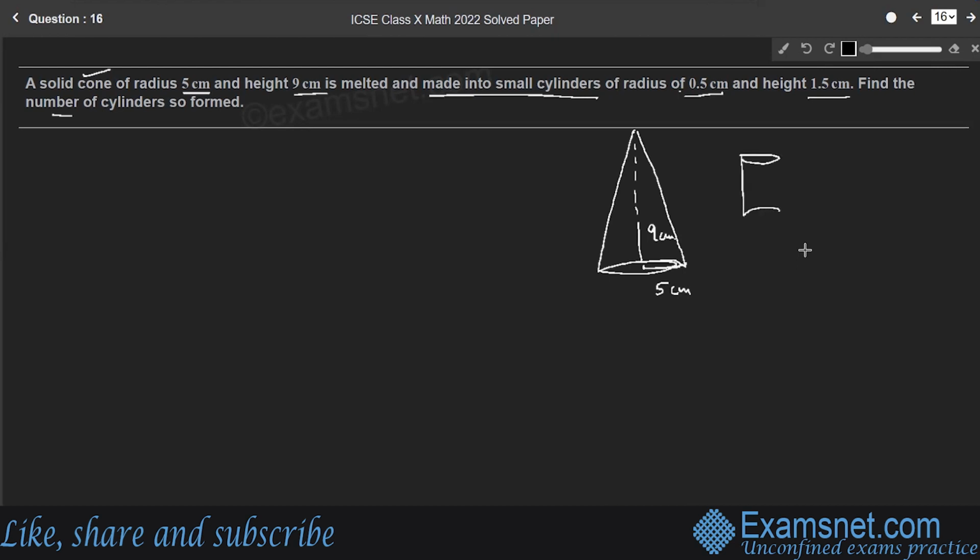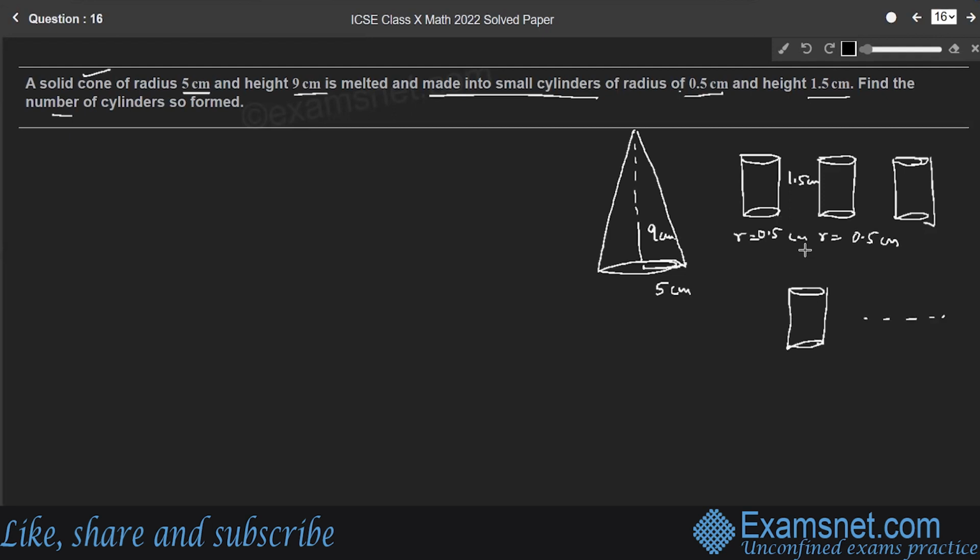We'll consider small cylinders, right? Of radius 0.5 centimeter each. The radius of each cylinder is 0.5 centimeter and height is 1.5 centimeter. So using a solid cone, n number of cylinders have been made, right? We need to find the number of cylinders so formed. So we can say the volume of a solid cone.